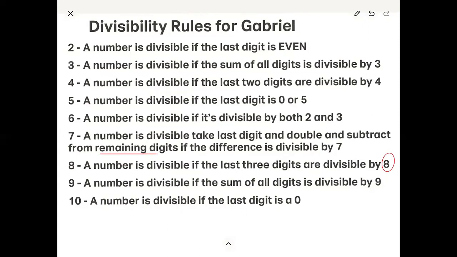9 is almost like 3. You take all the digits and add them up, and if the sum is divisible by 9, then the entire number is divisible by 9. Last one, 10 is really simple. Any number that ends in 0 is divisible by 10, period. Okay, now I'm going to show you how to use those when you're doing prime factorization.